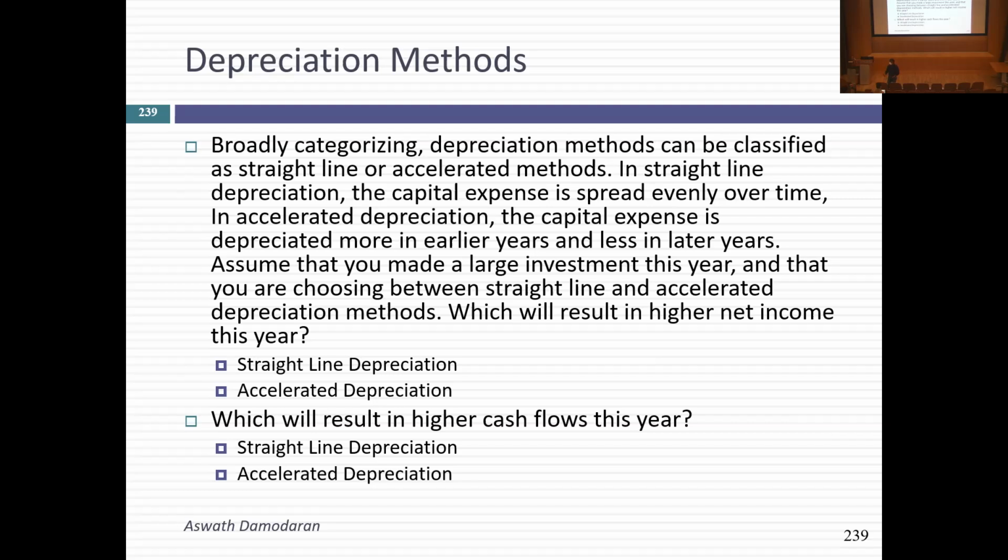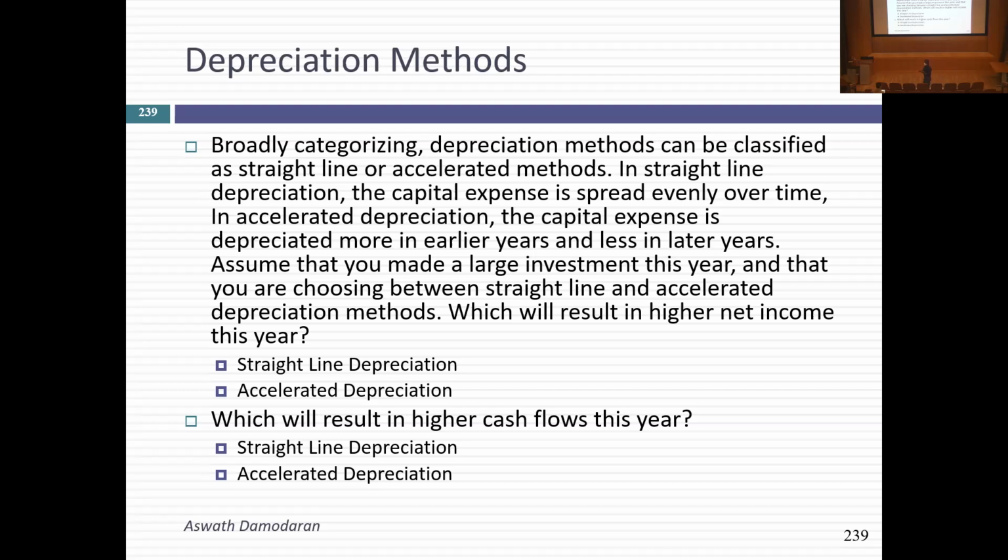What does it have going for it? It's really simple to do. The second is accelerated depreciation, where you take more depreciation up front and less later. You get the same total depreciation, but the pattern of the depreciation is different. So I'm going to separate the effects into two questions. You've taken this huge investment. You're trying to decide, should I depreciate it straight line or should I depreciate it using an accelerated depreciation method?